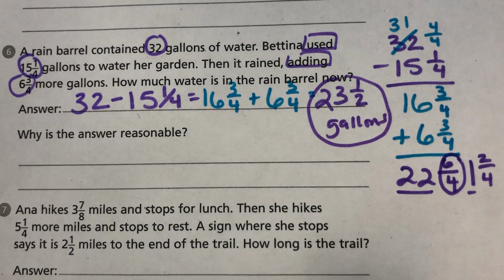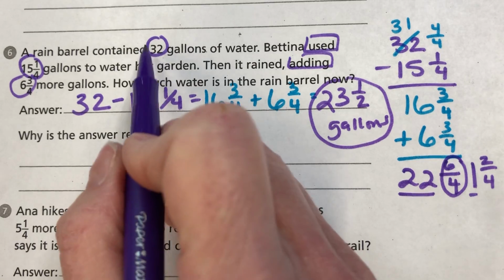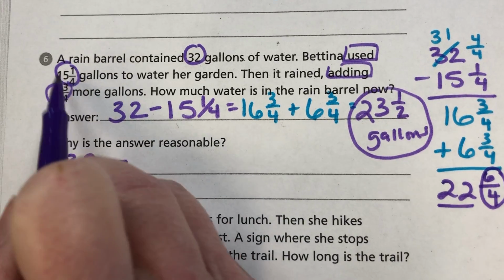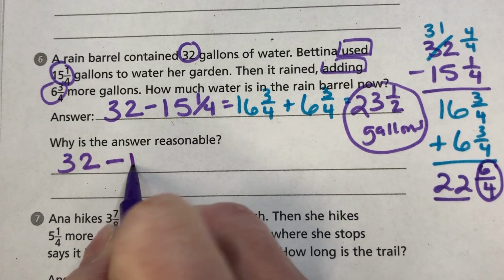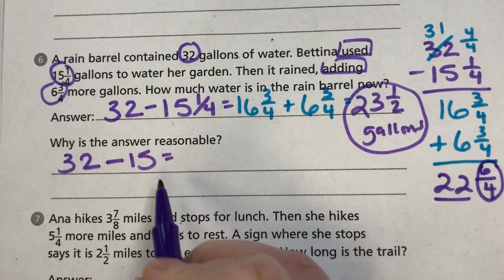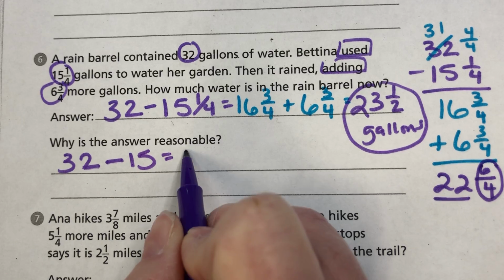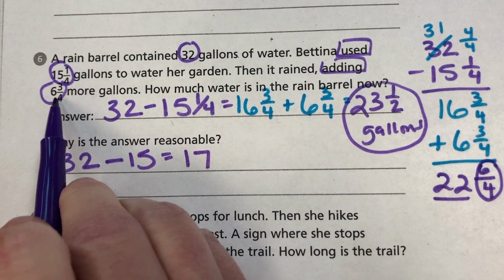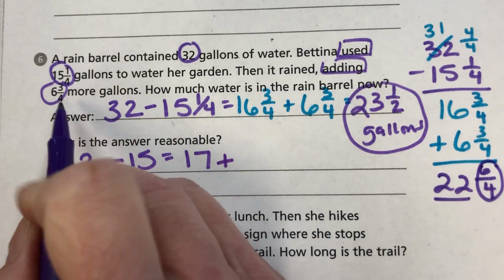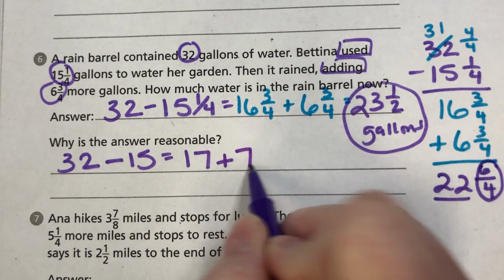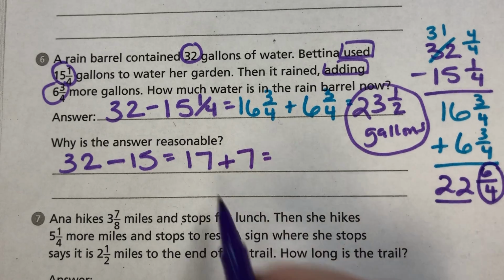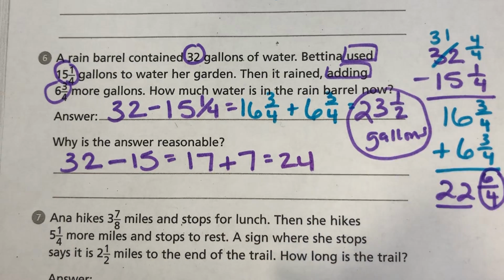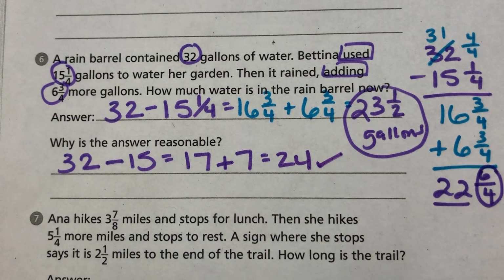Why is this reasonable? It's reasonable because 32 is already a whole number. 32 minus 15 1/4 would be closest to 15. So 32 minus 15 gives me 17. And then it says that they added 6 3/4, which is closer to 7. And when you do 17 plus 7, you get 24, which is very close to 23 1/2. So our answer is totally reasonable.